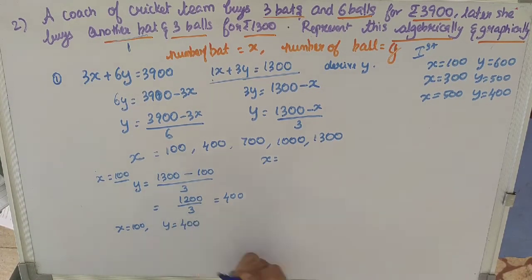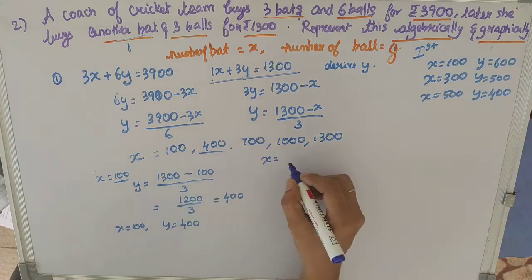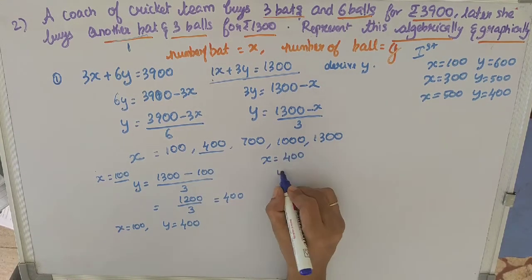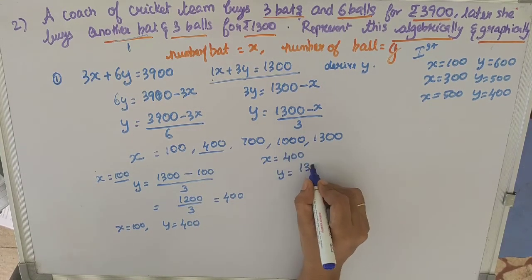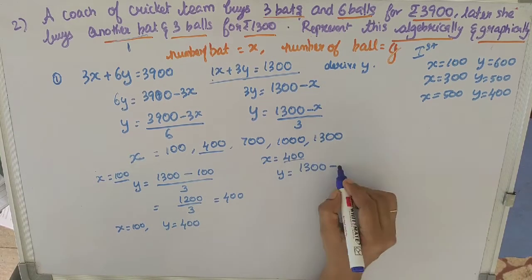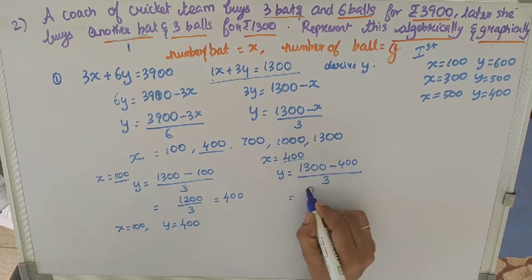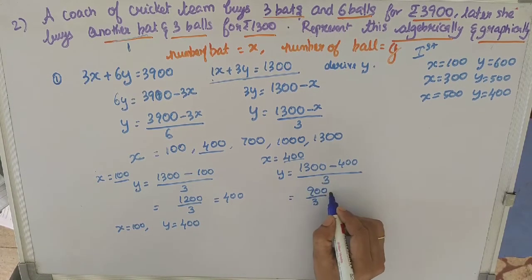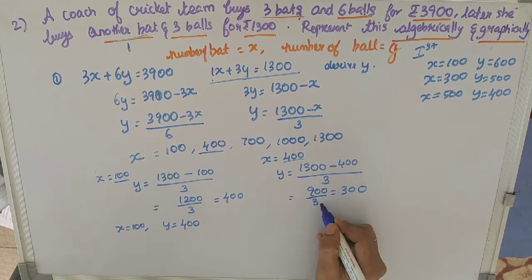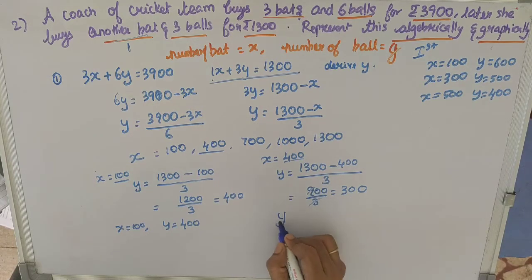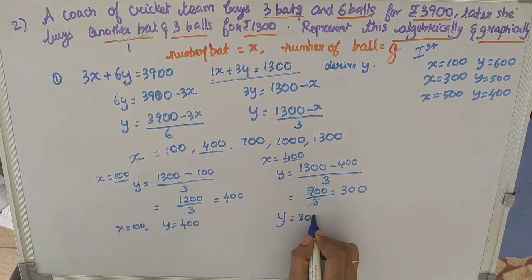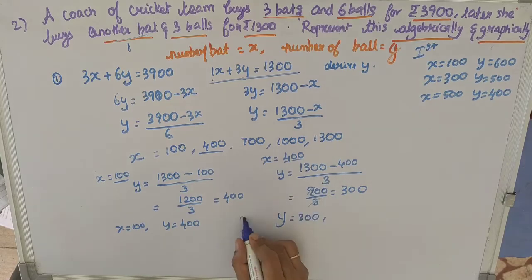Now let's check for the second condition. When x is equal to 400, we should find the value of y, isn't it? So 1300 minus 400 divided by 3. 1300 minus 400 value is 900, which is divisible by 3, which is 300. Okay? So when x is equal to 400, y is equal to 300.